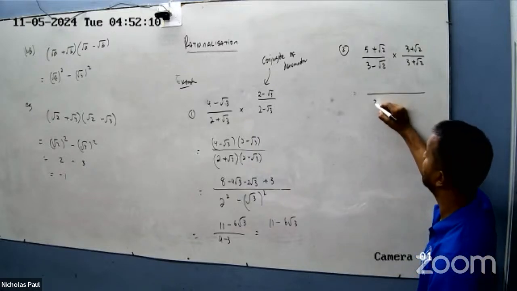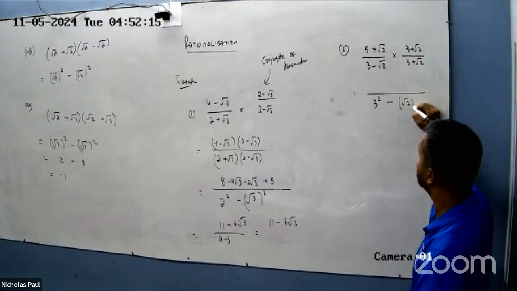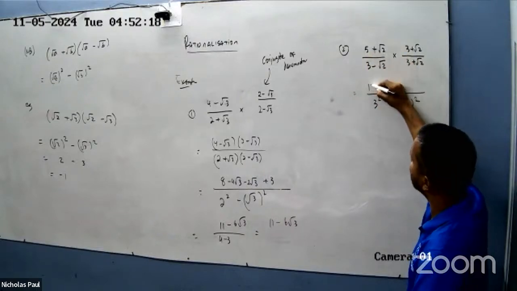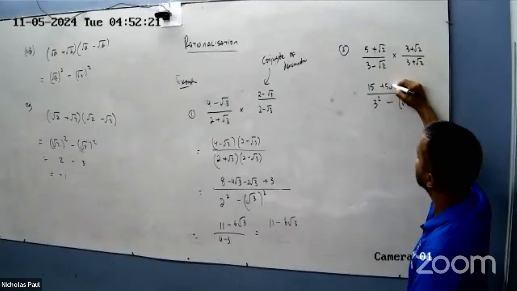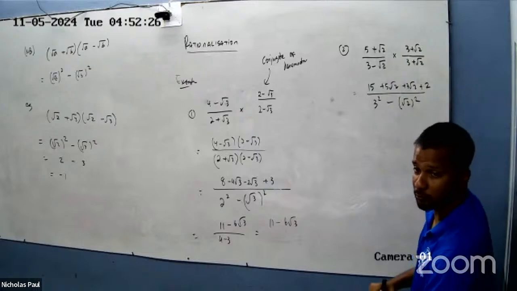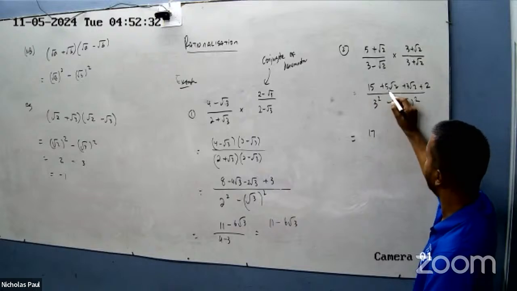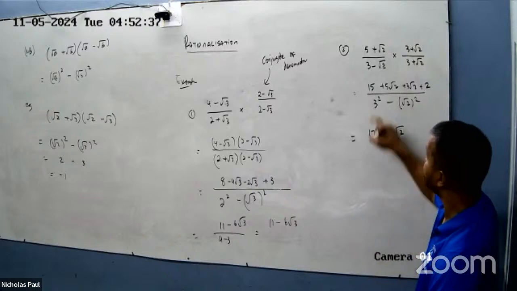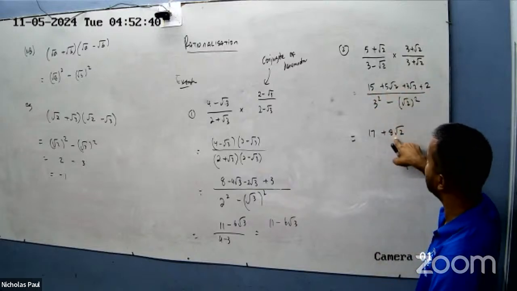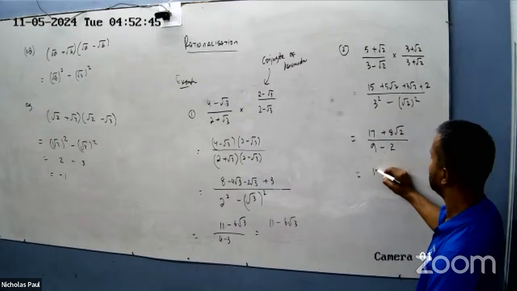Right. Minus root 2 squared. And then the top will be 5 by 3, 5 by root 2, root 2 by 3, root 2 by root 2. Right? We multiply it out, right? So that will be 15 plus 2 is 17. 5 root 2 plus 3 root 2 is 8 root 2. That's okay? 15 plus 2 is 17. 5 plus 3 is 8. And underneath we have 9 minus 2. So that's 17 plus 8 root 2 all over 7.